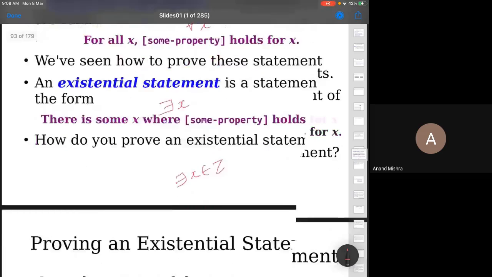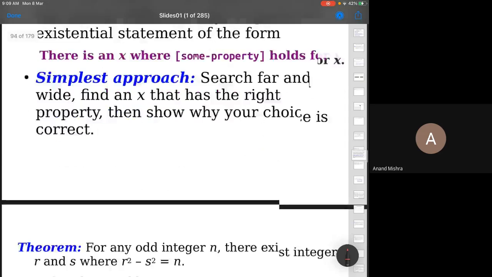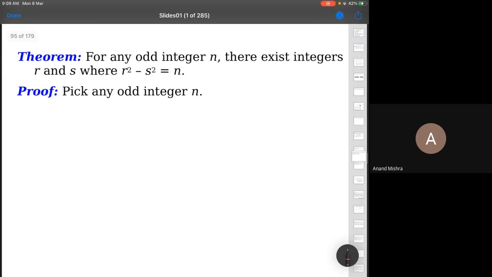Now, proving an existential statement, over the course of the quarter, we will see several different ways to prove an existential statement of this form. The simplest approach, though it may not always work, is to search far and wide, find an x that has the right property, so that your choice is correct. That's a very simple way to look into this problem. Let's come back and look into our theorem. What is it saying? That for any odd integer, there exist integers r and s.